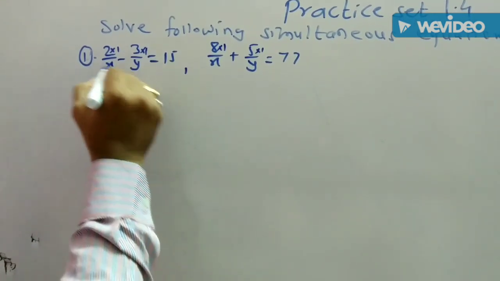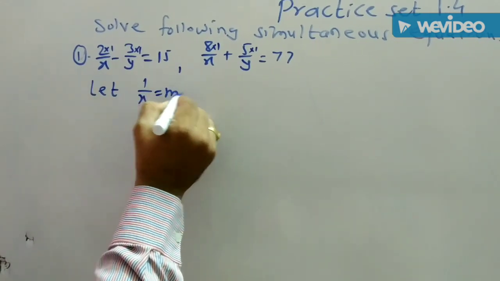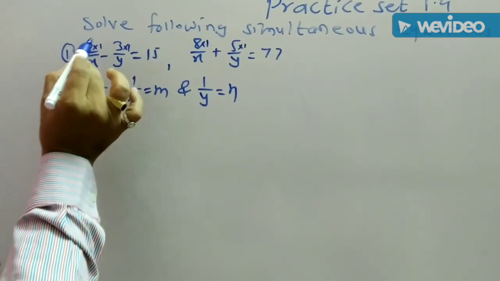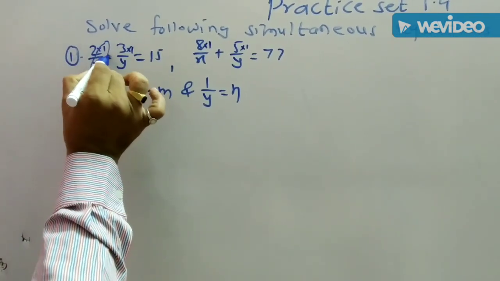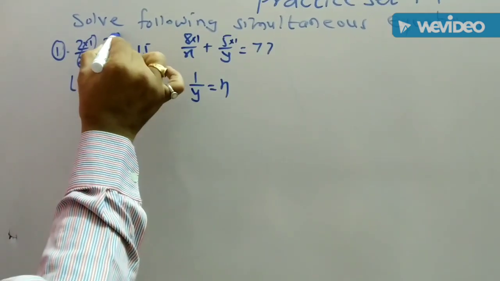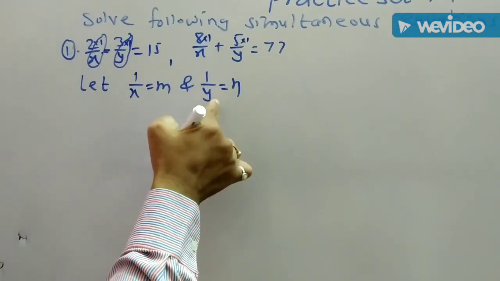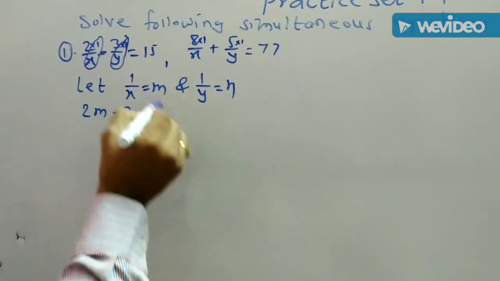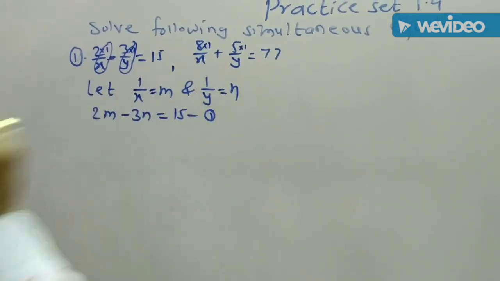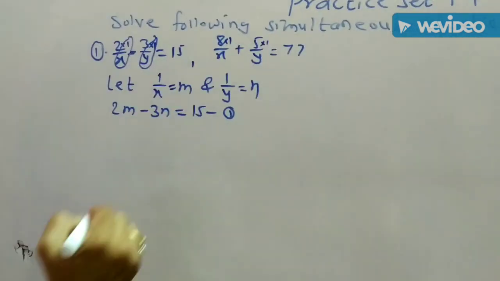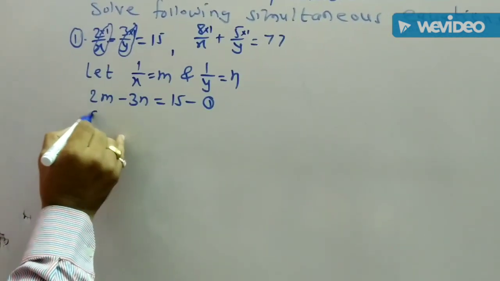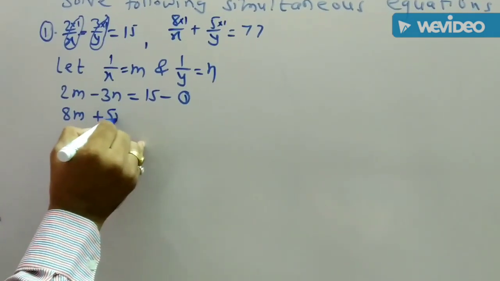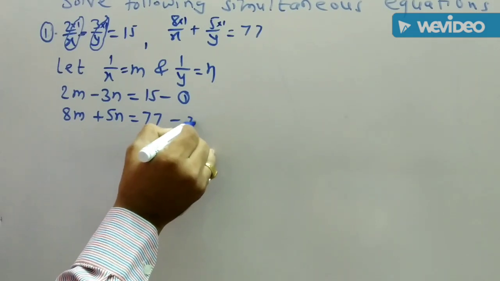That is, let 1 upon x is equal to m and 1 upon y is equal to n. That is, instead of 1 upon x, we write the new variable m, and instead of 1 upon y, we write the new variable n. That means we get 2m minus 3n is equal to 15, equation 1. Similarly, for the second equation, 8 into 1 upon x can be written as 8m plus 5 into 1 upon y, that is 5n is equal to 77.